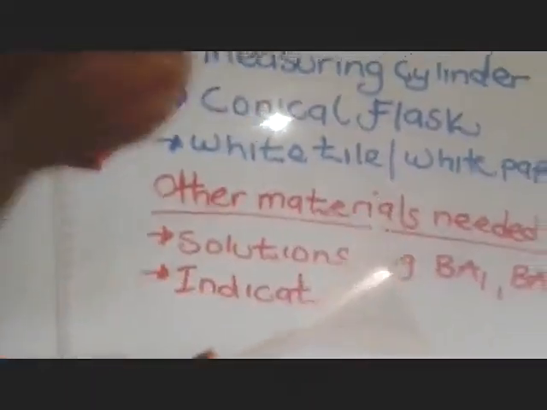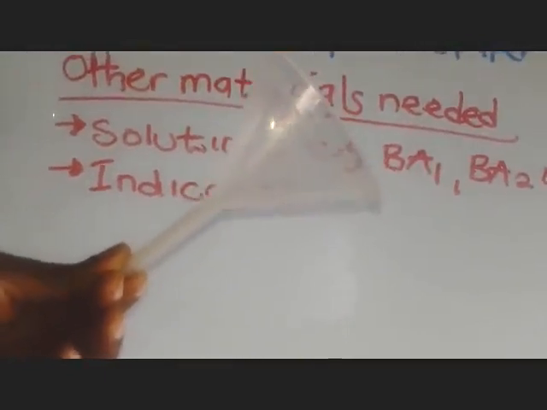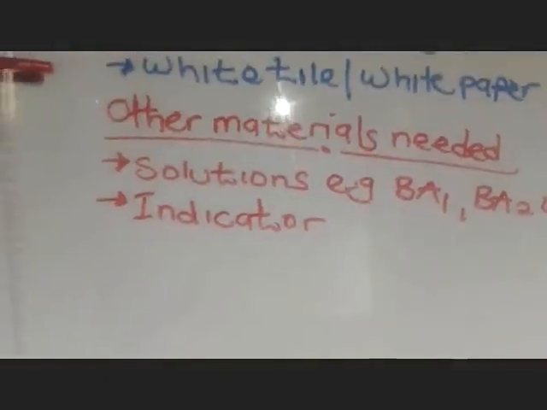Then members, we also need the funnel. Some people don't know how a funnel looks. This is our funnel. We use this funnel for pouring chemicals into our burette in this practical.